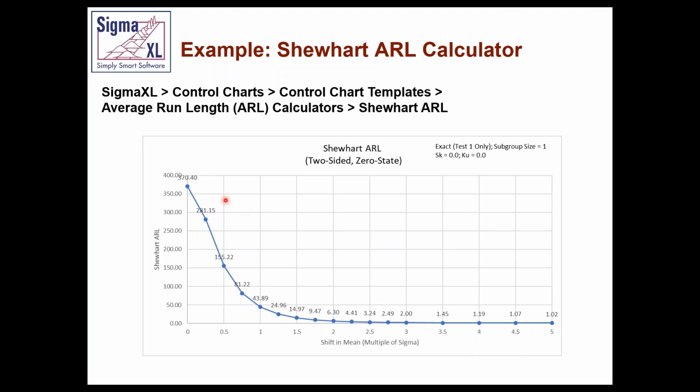So with the Shewhart chart, what we can see here is that with a shift in the mean, in control process, we have an average run length of 370, and if the process shifts 1 sigma, the average run length is 44. So it's not particularly good.